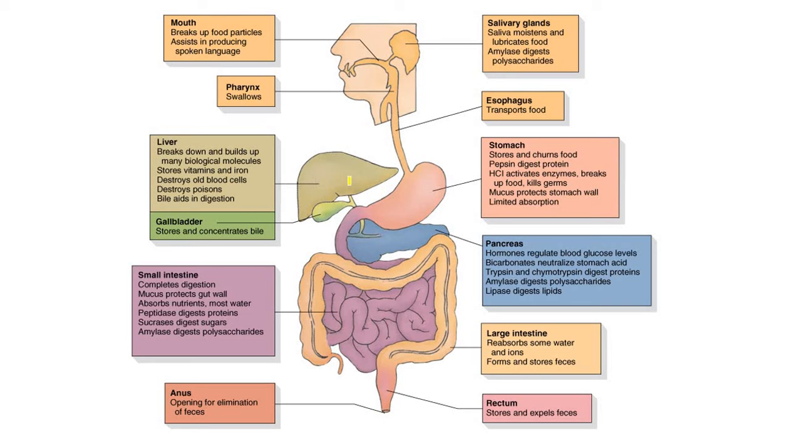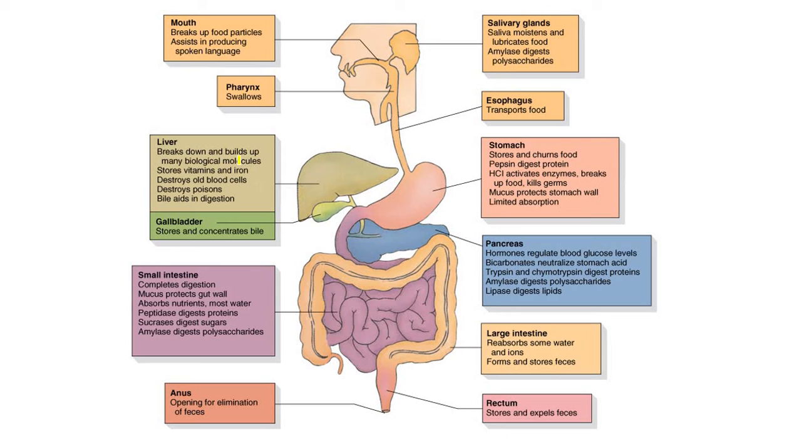Okay, let's look here. This is the liver, gallbladder, and pancreas. They are not parts of the digestive system, but they are known as accessory organs for the digestive system. Why? Because they secrete enzymes that help the digestion of food inside the stomach and small intestine.